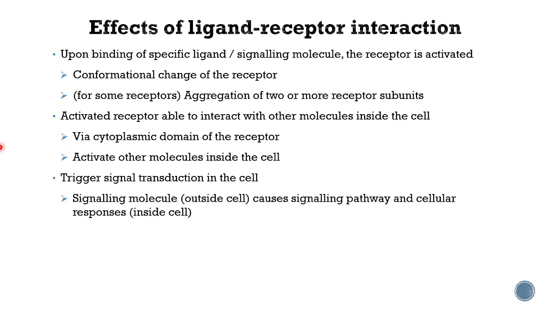Right, and when a cytoplasmic protein, we call these relay proteins, when cytoplasmic relay proteins bind to the activated receptor at the cytoplasmic or intracellular domain, the cytoplasmic relay proteins themselves get activated. Right, and then they go on to the next stage of cell signaling, which is signal transduction.